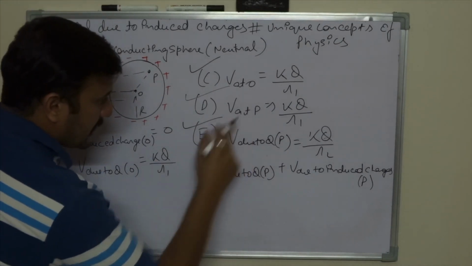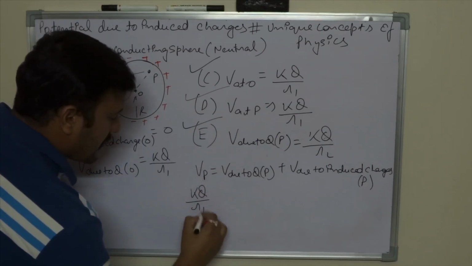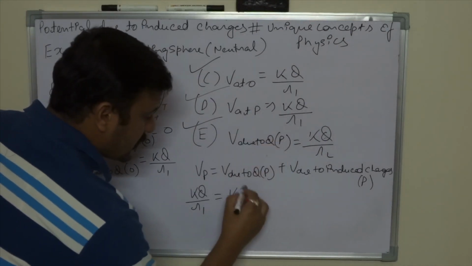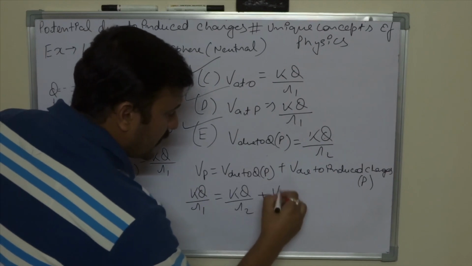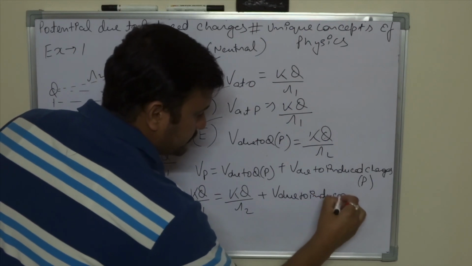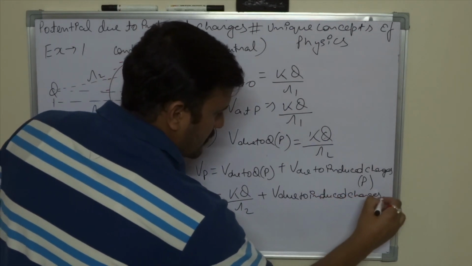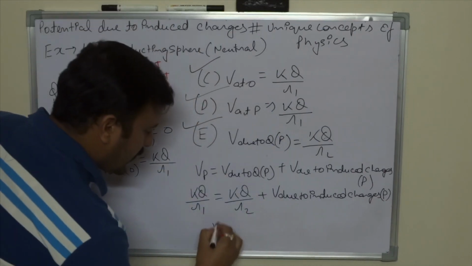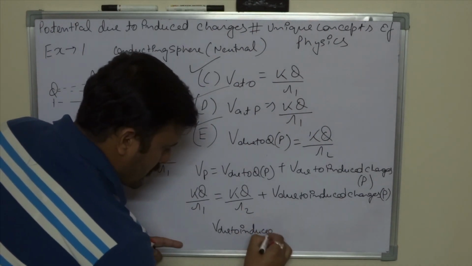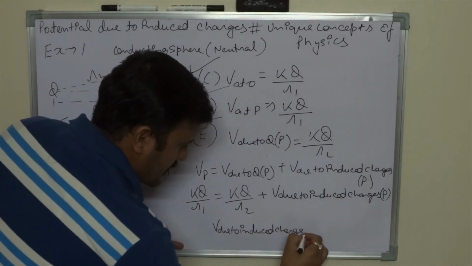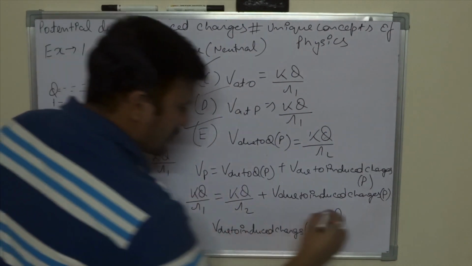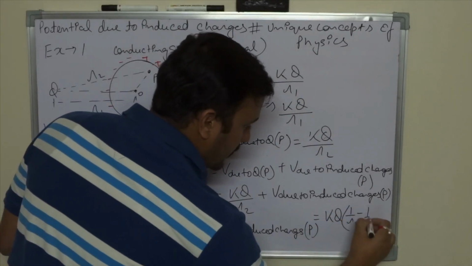That V at P is equal to KQ by R1, which is equal to V due to Q at P, this is KQ by R2, plus V due to induced charges at P. So V due to induced charges at P is equal to KQ common, 1 upon R1 minus 1 upon R2.